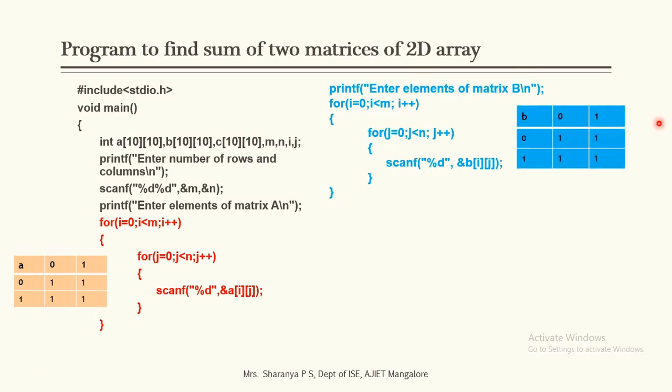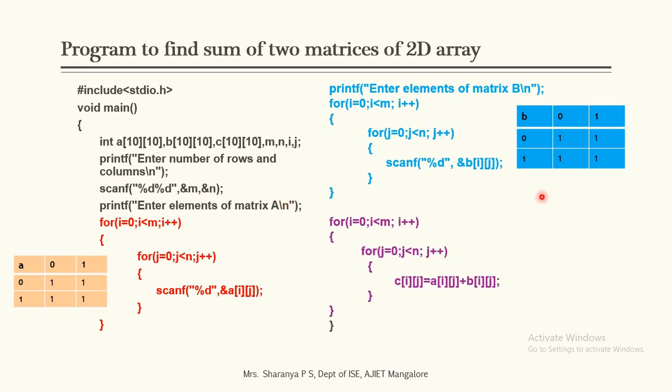So here these contents are read in the same logic to the matrix B. One major change here is we are referring to the second matrix by the name B. That is, the array that we are using is a B array. The name of the array is B. And 1, 1, 1, 1 is the content that we have stored.